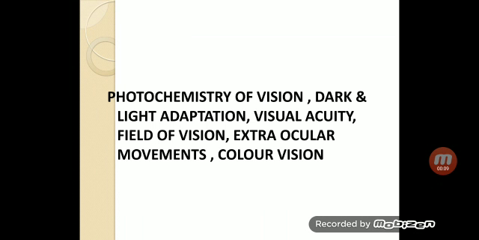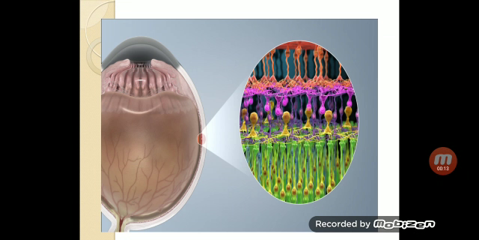Today's topic is the rest part of the vision that consists of photochemistry of vision, dark and light adaptation, visual acuity, field of vision, extraocular movements, and color vision. Before moving on to the topic, let's see the inner layer of the retina.